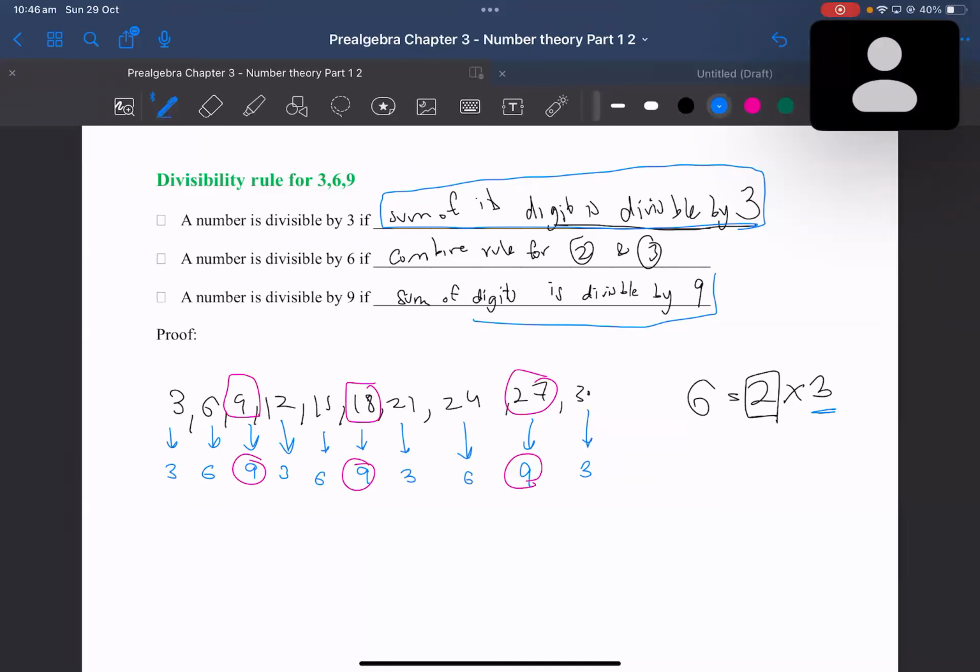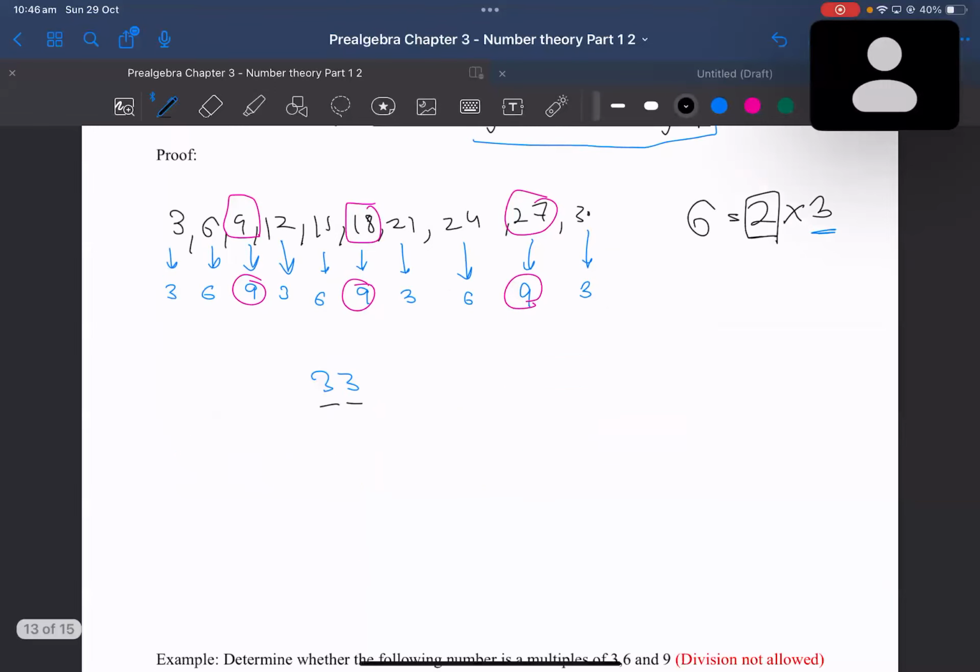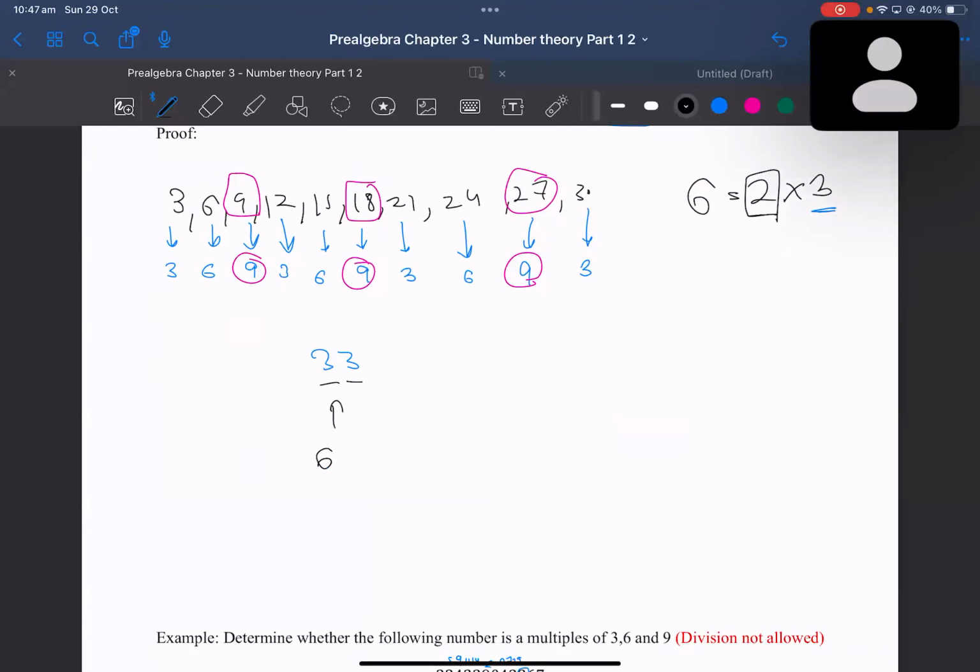So for example, like 33, right? If you check the digit sum, it's 6. That's a multiple of 3. That's divisible by 3. That's fine. But is 33 even or odd? Odd. Therefore, it's not a multiple of 6.